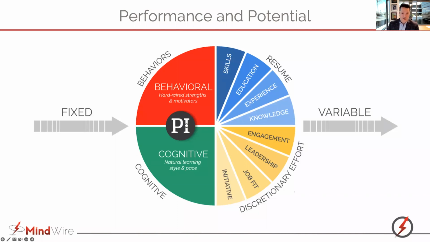And then the discretionary effort I get from Hero, engagement, right? Initiative, job fit, leadership is going to go a lot back to how well is she wired for the behavioral and cognitive, and how good a job are we doing motivating and playing to her strengths and motivating needs. So when we think about how do we drive better performance, we've got to have that in mind. We're dealing with some fixed stuff and some variable stuff.